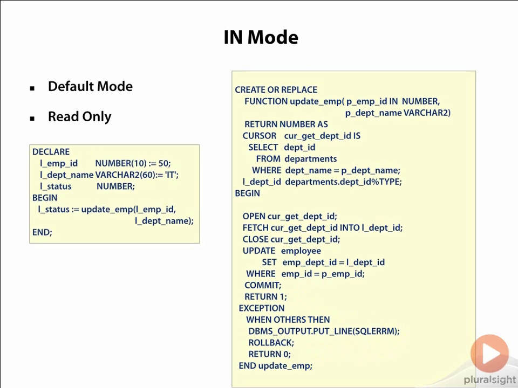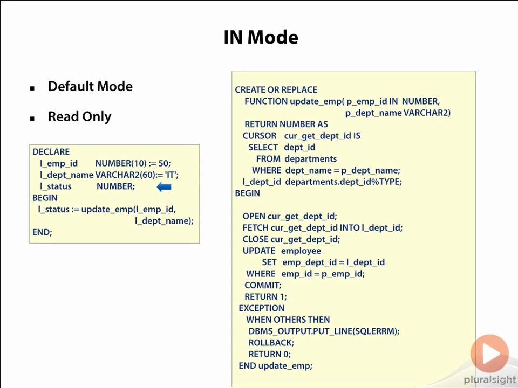Let us see how we can pass parameters. In this code snippet, we have an anonymous block where we have declared LEMPID of type number 10 and given it an initial value of 50. LDPT name is of type varchar2 60 and given an initial value of IT. L status to hold the result of the function invocation is of type number.